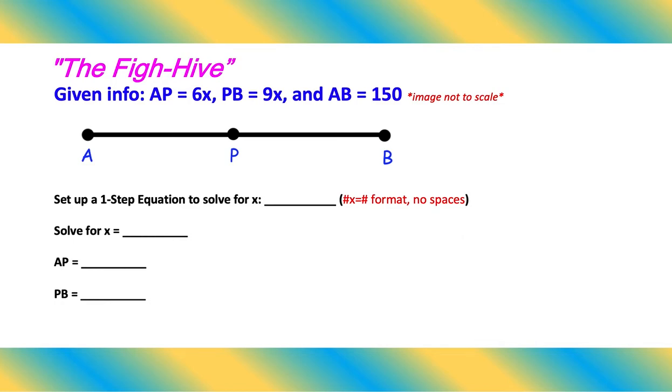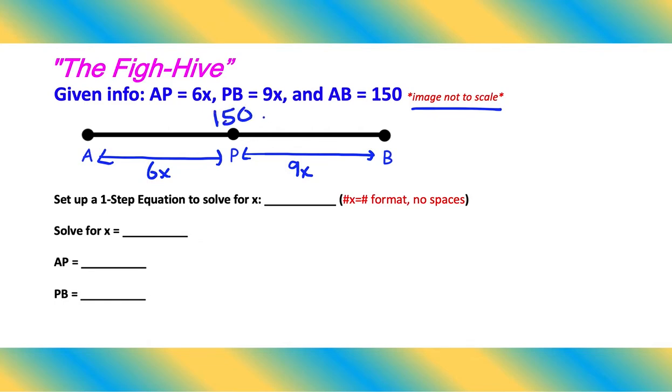All right, so here's what's going on, students. We have a segment from A to P. From point A to point P, it says it's 6x. Okay, no problem. And then from P to B, it says it's 9x. And you're like, no, it's not. P's in the middle. Yeah, I know. It's not to scale. You'll be all right. It says the total, though, is 150. So the whole thing is 150.